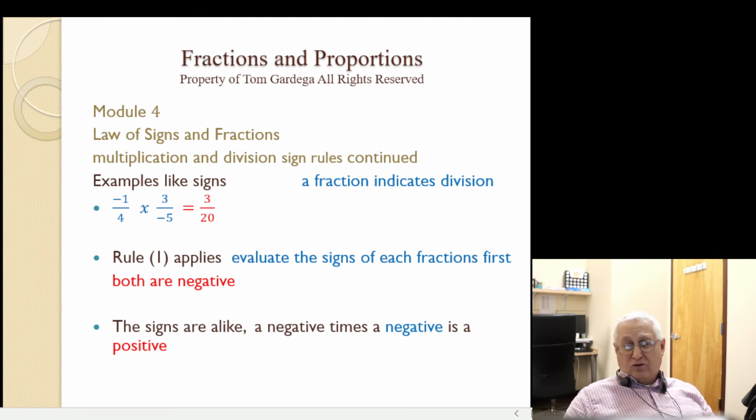Let's look at it this way. Negative 1 times positive 3 would be negative 3. Positive 4 times negative 5 would be negative 20. Negative 3 divided by a negative 20, the result would have to be positive. Rule 1 applies. Evaluate the sign of each fraction first. Both are negative. Negative times negative, positive.